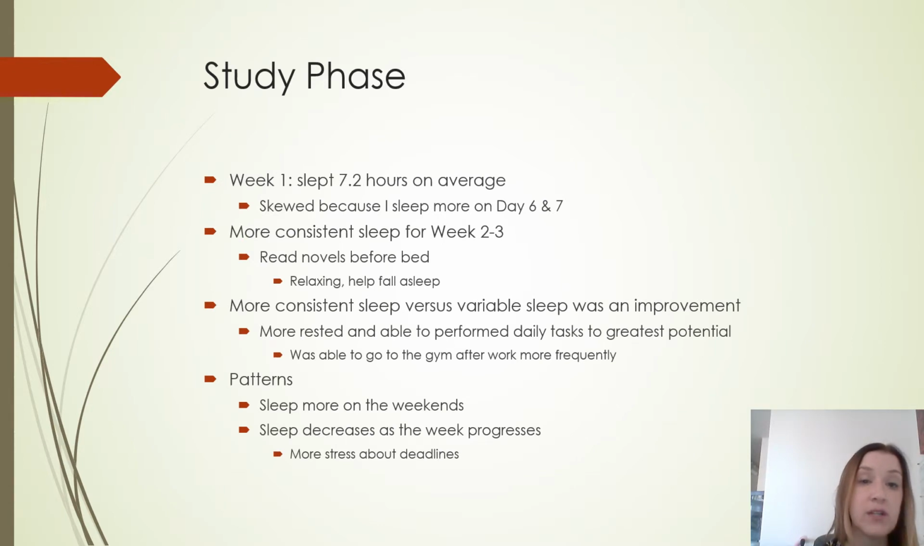For week 1, I noticed that I slept an average of 7.2 hours, which is a lot more than I typically do, but I noted that it was skewed because I slept a lot more on days 6 and 7. I did notice that I had more consistent weeks 2 to 3, and I do think it's because I started to read novels before bedtime. Taking the phone away from me 60 minutes before, I kind of felt like I didn't know what to do with myself, but having something to replace that made me more tired, made me more relaxed, and helped me fall asleep. It was a great way to help with my goal.